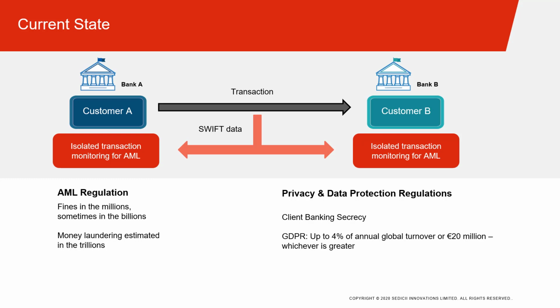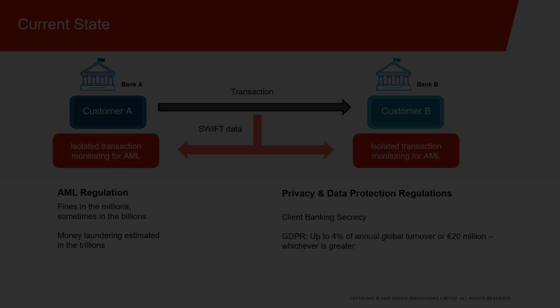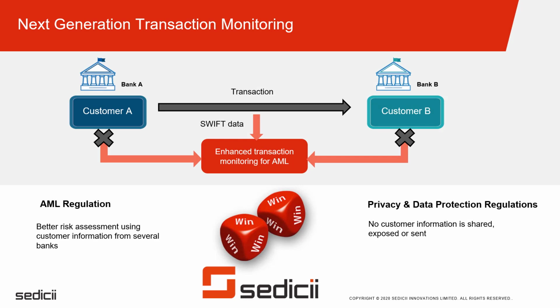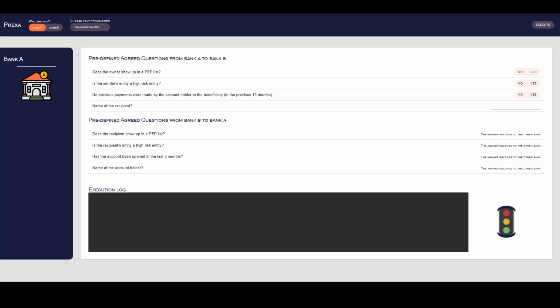or data protection, which prevent them from being able to share customer data with the other bank involved in the transaction. With Sedici's technology, both banks can jointly compute a risk assessment function that uses information from their customers, but without having to actually share this information. Let's have a look at how this works.